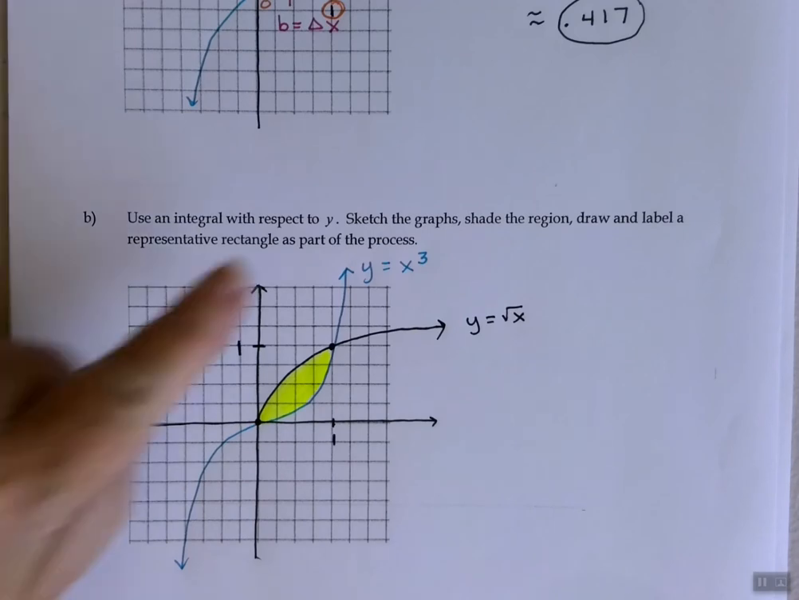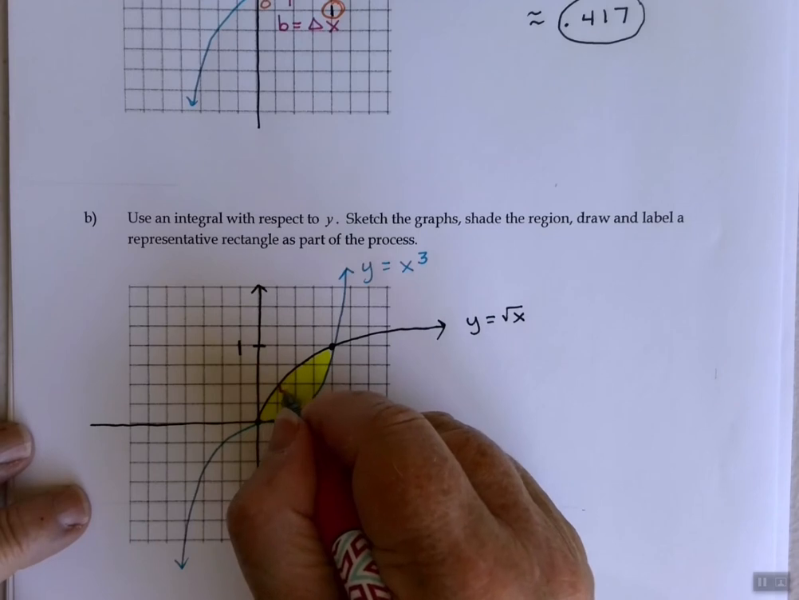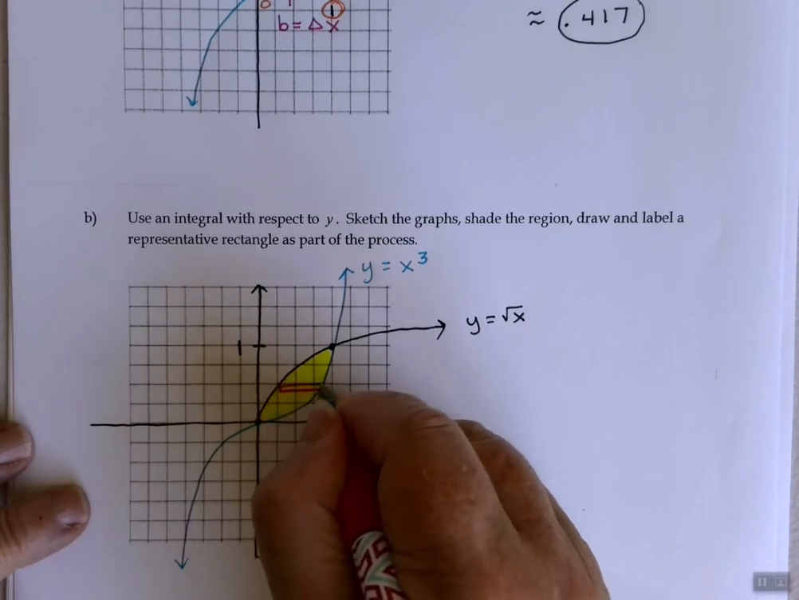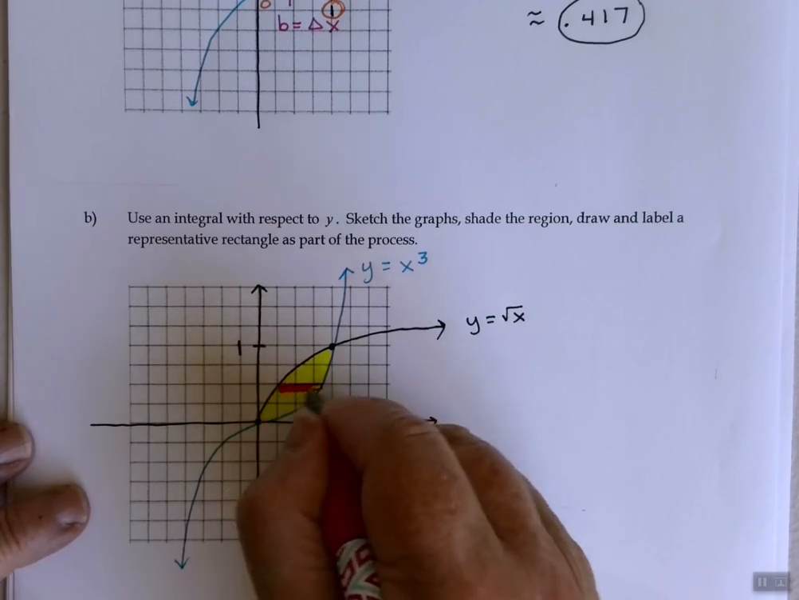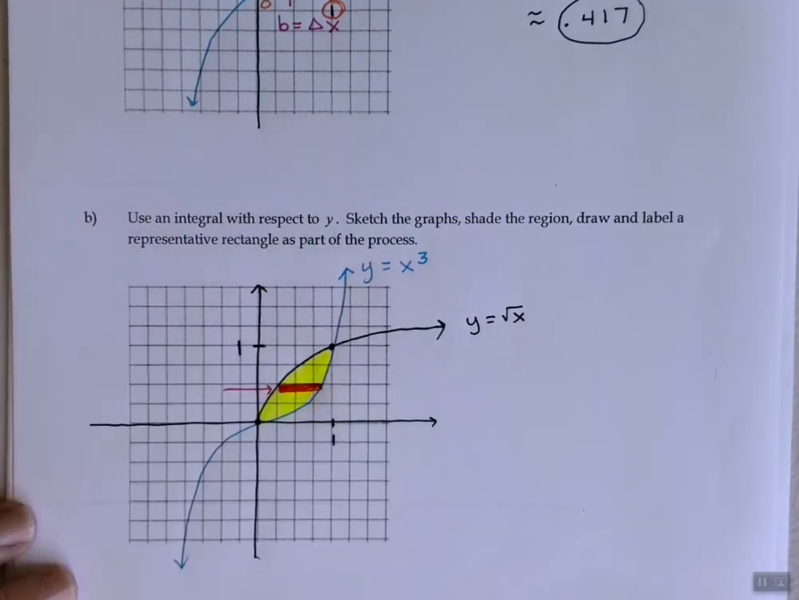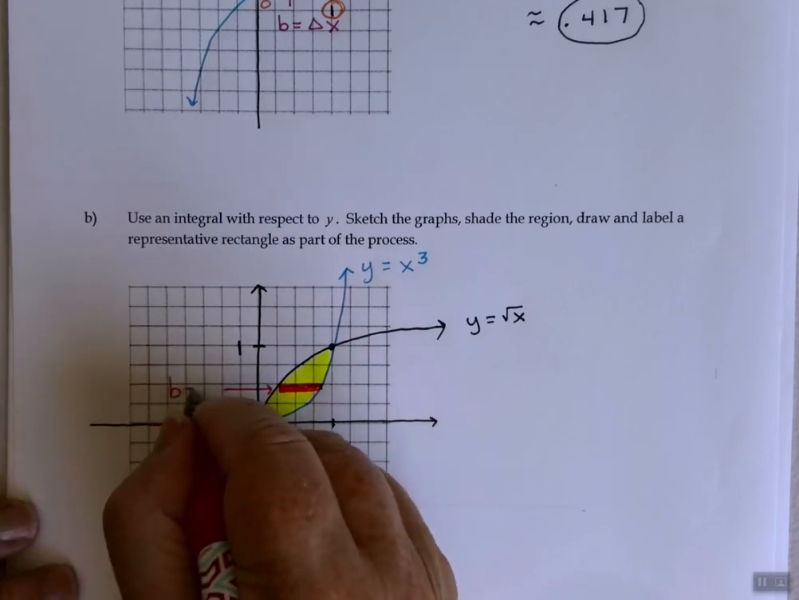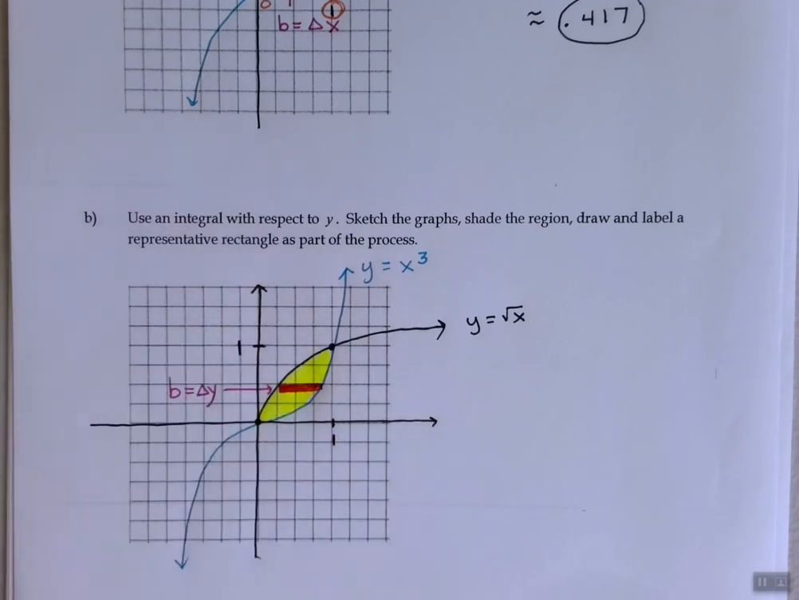All right, because I was told to use an integral with respect to y, I know that I need to use horizontal rectangles. So I'll sketch in my little representative rectangle here. And that way my base is that tiny little piece in the y direction. So the base is delta y.